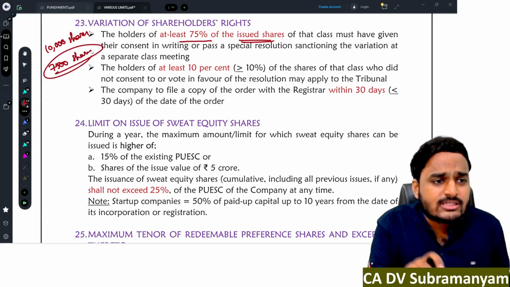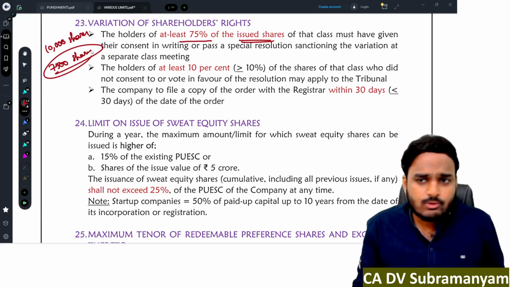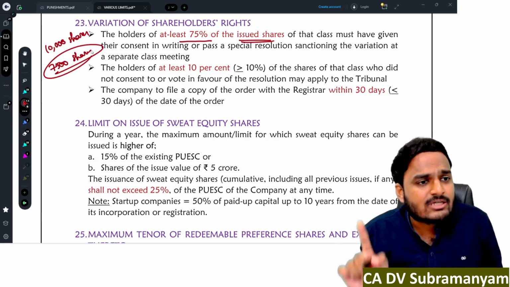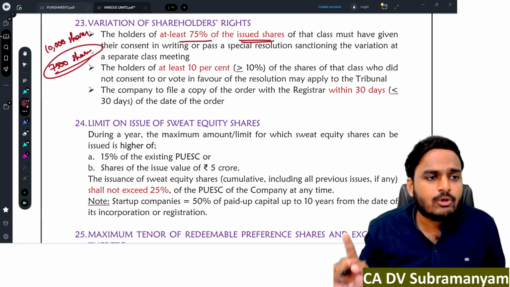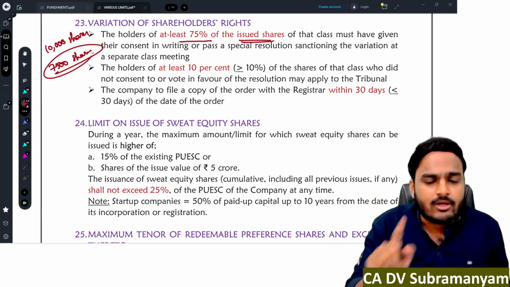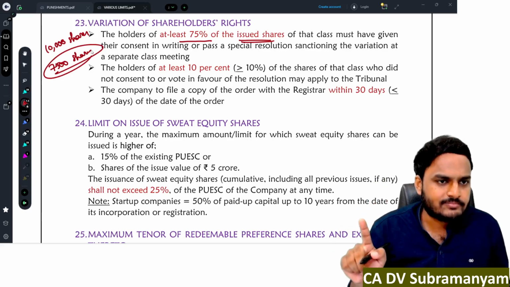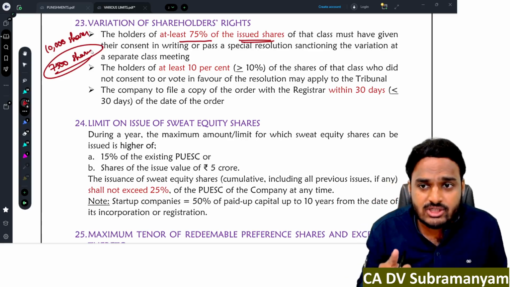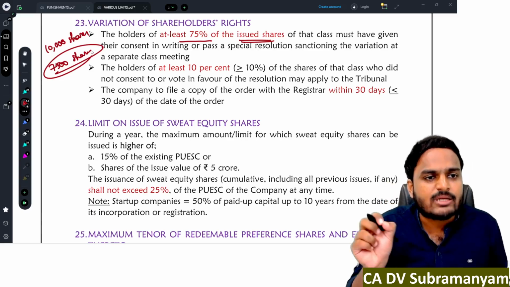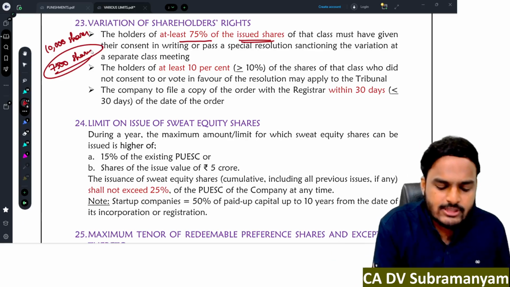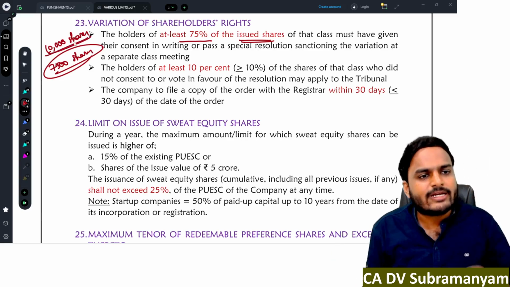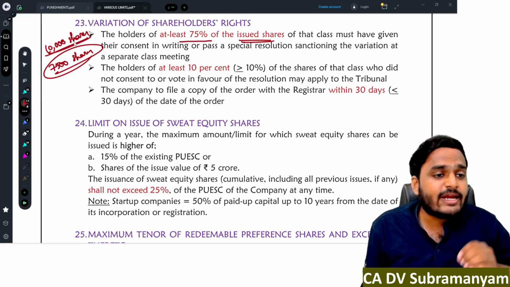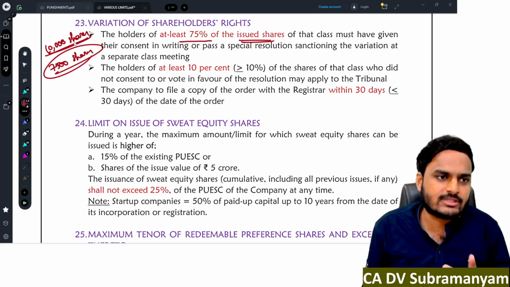Here there is no restriction on the number of holders. Suppose one person alone is holding 7,500 shares. If you are able to get consent from that one member, variation is permitted. Understood? Here there is no restriction on the number of members. The restriction is at least 75% of issued shares. Issued shares 10,000, so you need consent from the holders holding at least 7,500 shares in writing.